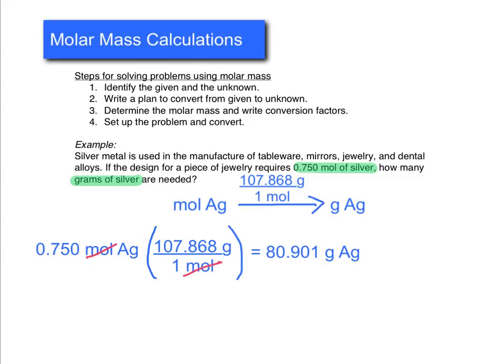And it's always a good idea to go back and double check that your answer makes sense. So here we have a little bit less than 1 mole of silver. So we would expect that our answer is going to be a little bit less than the number of grams in an entire mole. And so our molar mass is 107, and we got an answer that was about 80. So that makes sense. And so we probably set up our calculation correctly.